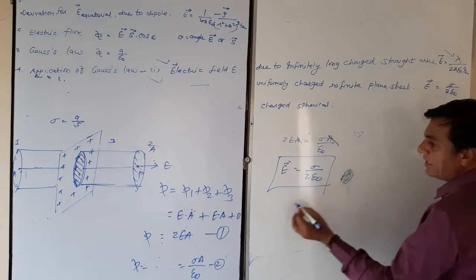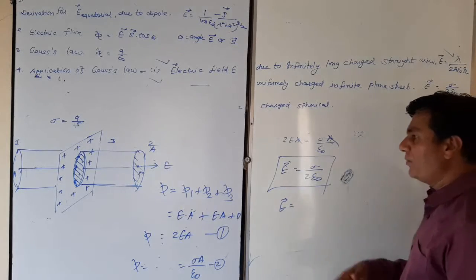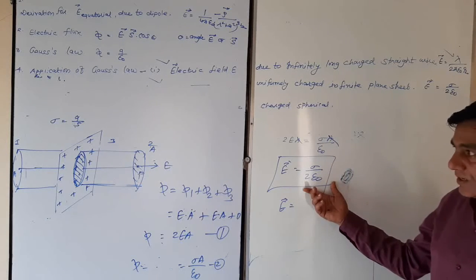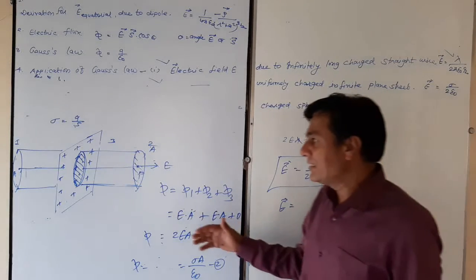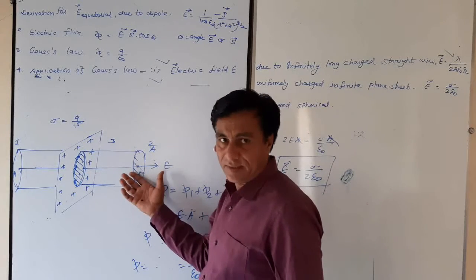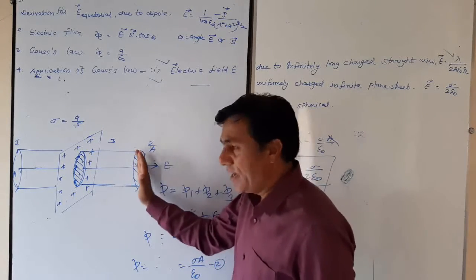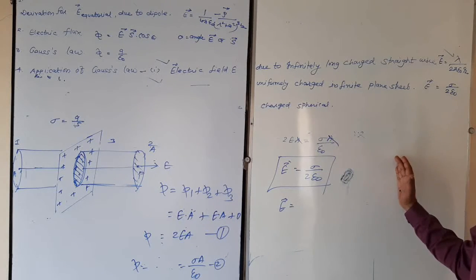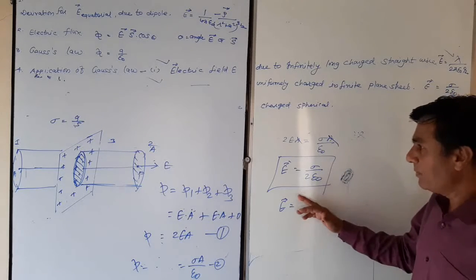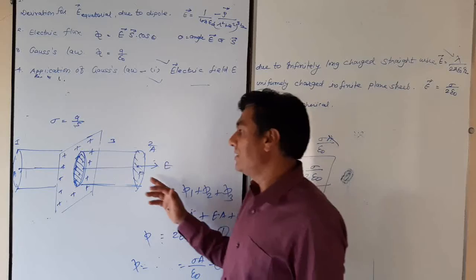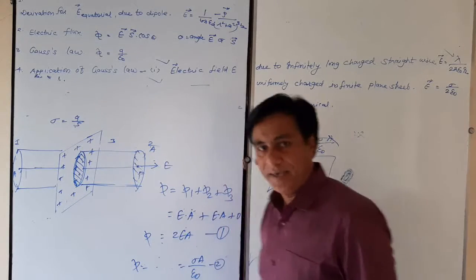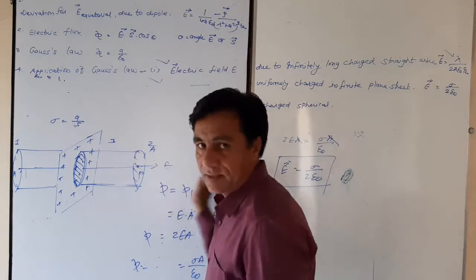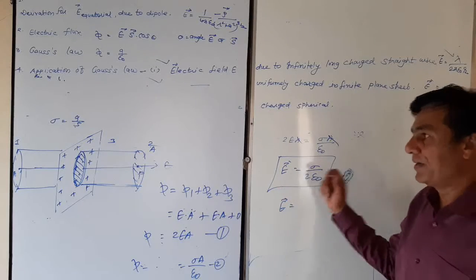See here, in the expression for E there is no distance term. It means the electric field intensity does not depend upon the distance of point P. Whether point P is near or far from the sheet, it has the same amount of electric field. It means the electric field intensity does not depend upon the distance between the plane sheet and the point. Clear? And it is a uniform electric field.